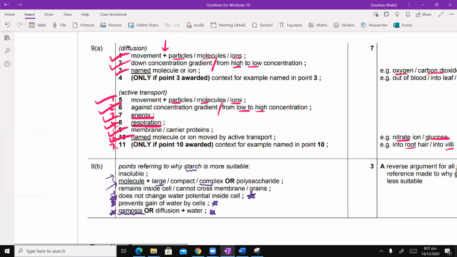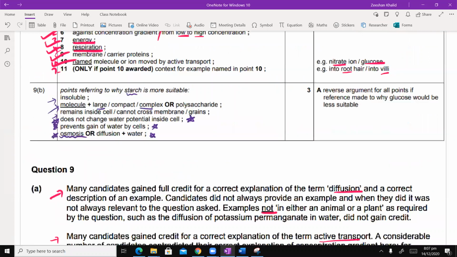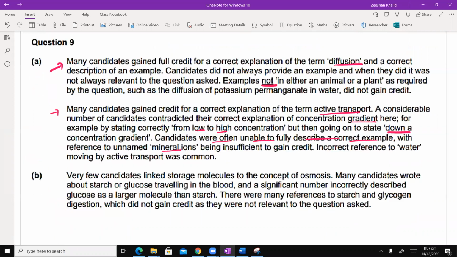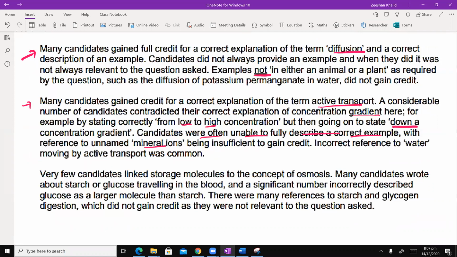And by the way, this is an often asked question, so you should know how to answer this. Let me also read what the examiner has to say about this. Very few candidates linked storage molecules to the concept of osmosis. Many candidates wrote about starch or glucose traveling in the blood and a significant number incorrectly described glucose as a larger molecule than starch. हालाँकि starch is bigger than glucose. There were many references to starch and glycogen digestion, which was not relevant to the question.